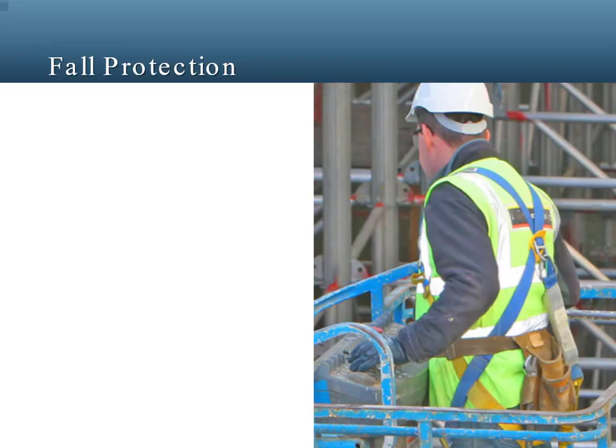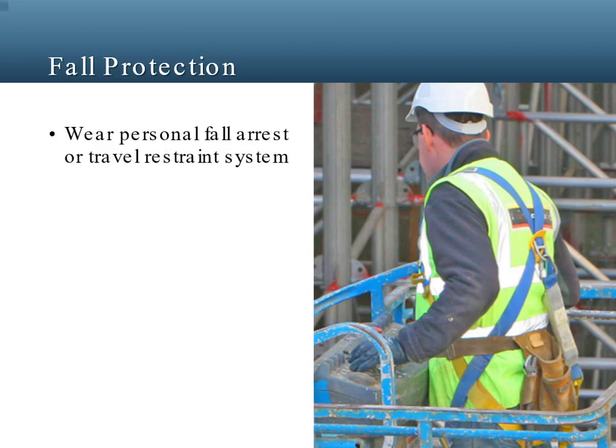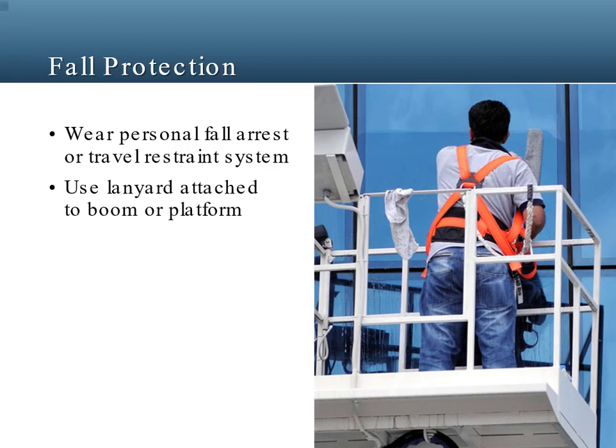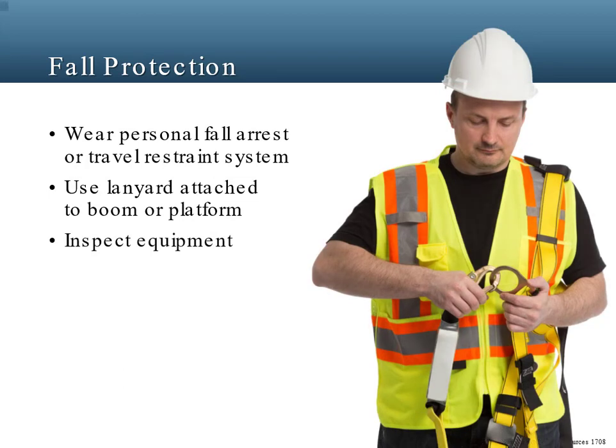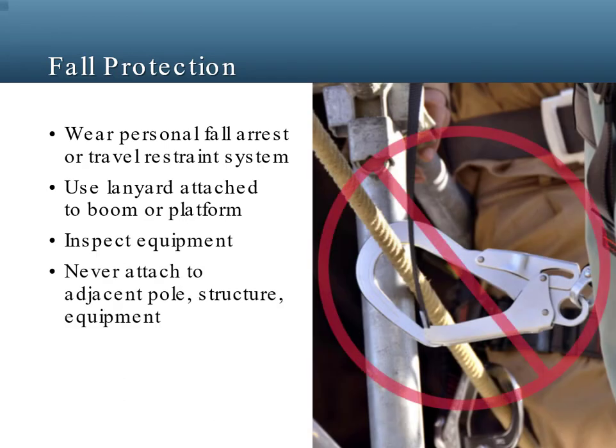Because a common hazard associated with aerial lifts is falls, operators must wear a personal fall arrest or travel restraint system. Make sure you are wearing a full-body harness before entering the lift. Attach the lanyard to the boom or the platform bucket. Be sure to inspect both harness and lanyard before each use, and make sure you wear the harness and attach the lanyard properly. Never attach to an adjacent pole, structure, or equipment.